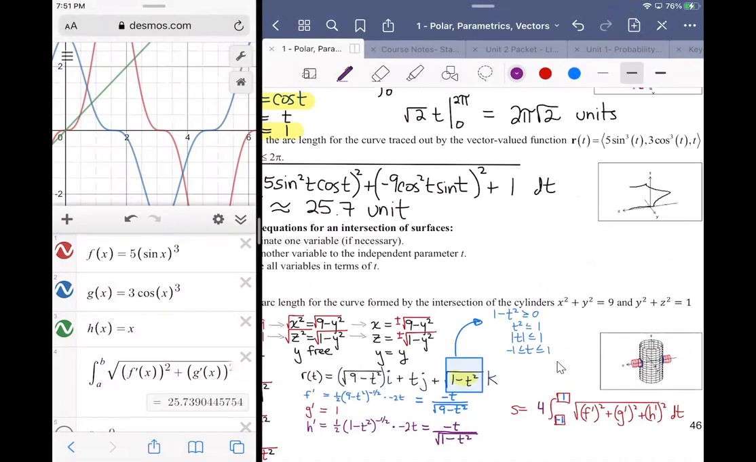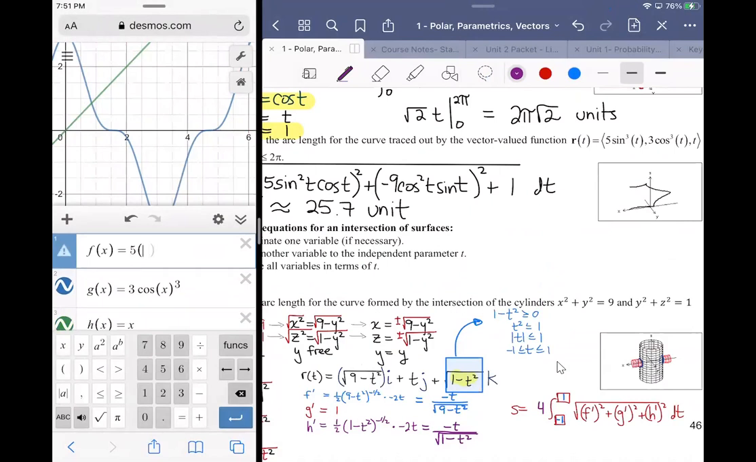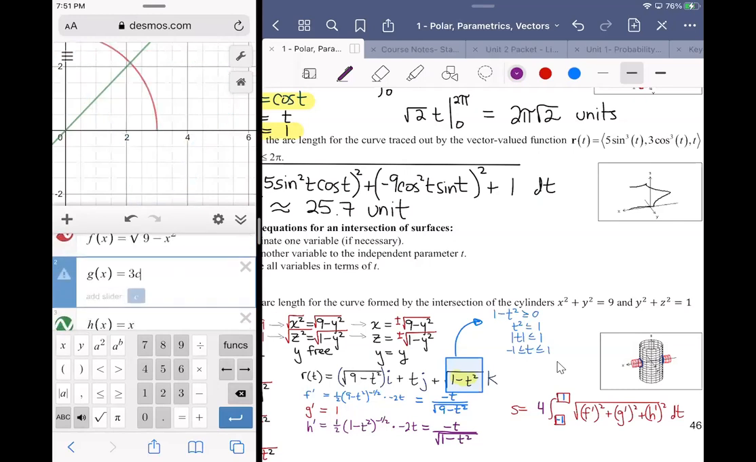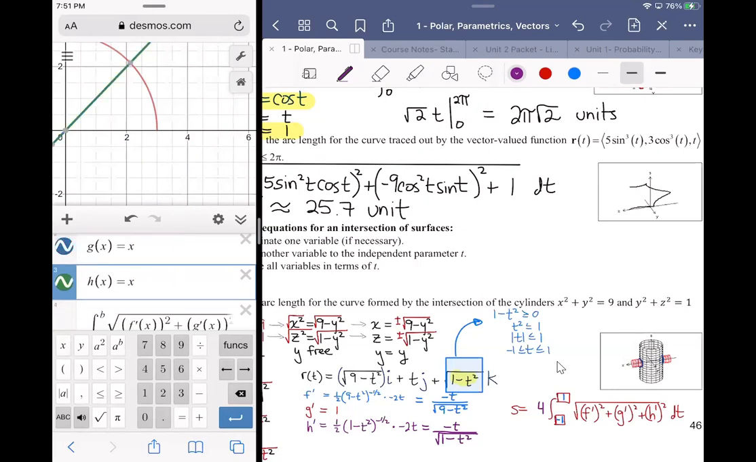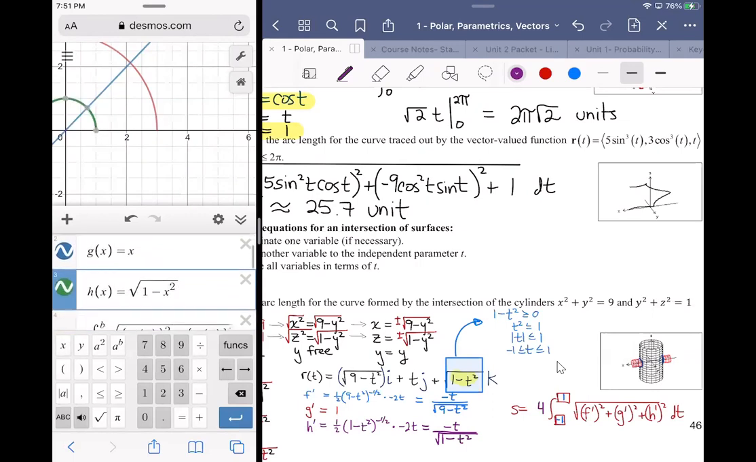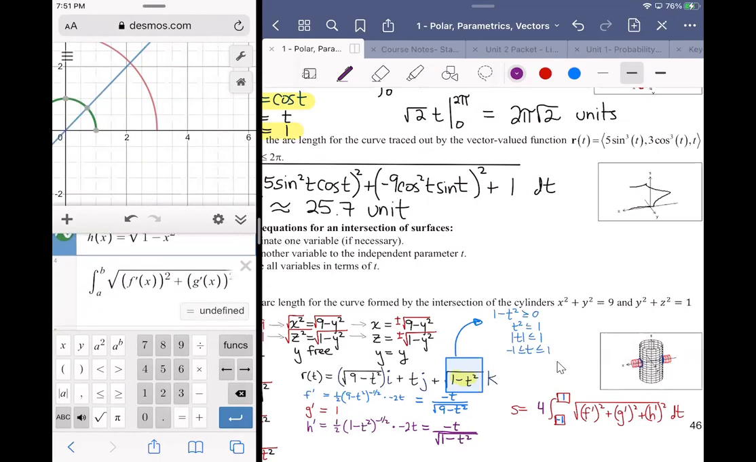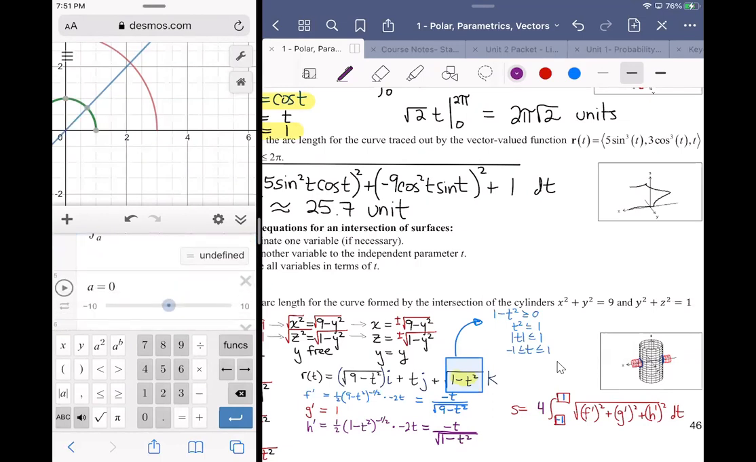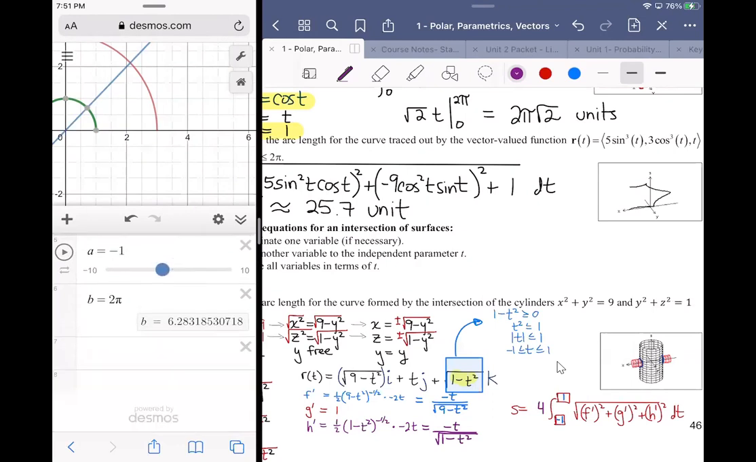So my f of x is the square root of 9 minus t squared. So I'm using x squared here. And g of x is just the x. And then 1 minus x squared. All right, so those are the 3 components to my vector. I get an arc length that's undefined, but that has to do with the fact that I have an a and b value that was from a different problem. All right, so I want this to be -1 to 1.